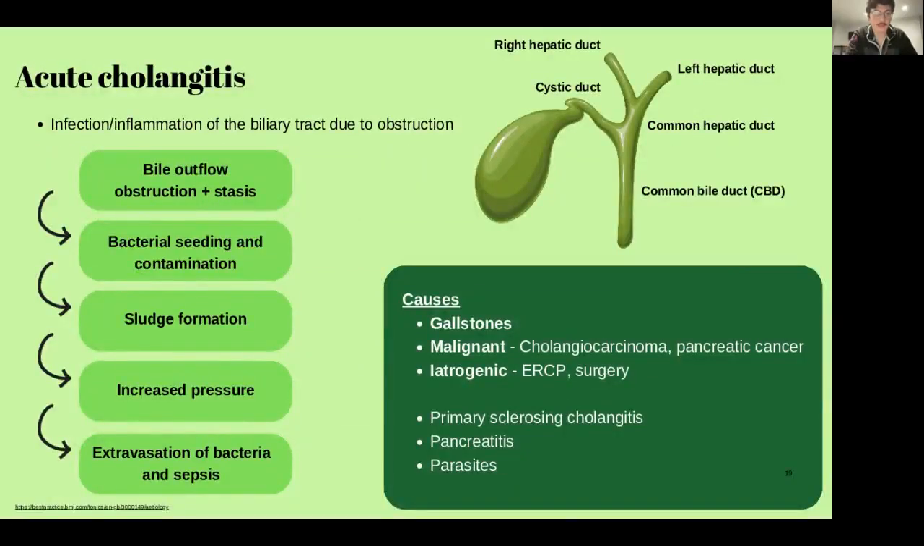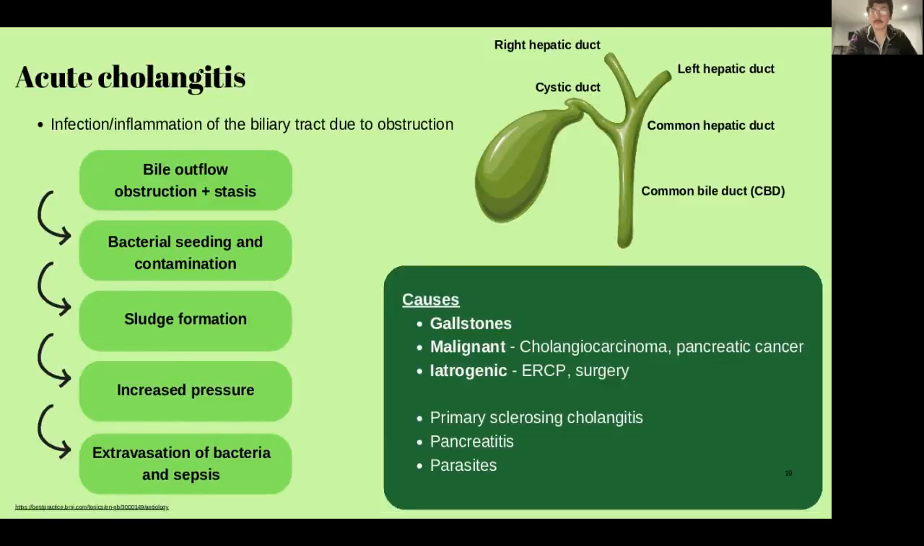Right. So acute cholangitis, inflammation or infection of the biliary tract due to obstruction. That's really the key thing here. The obstructing, whatever it may be, stone in most cases, blocking the common bile duct.